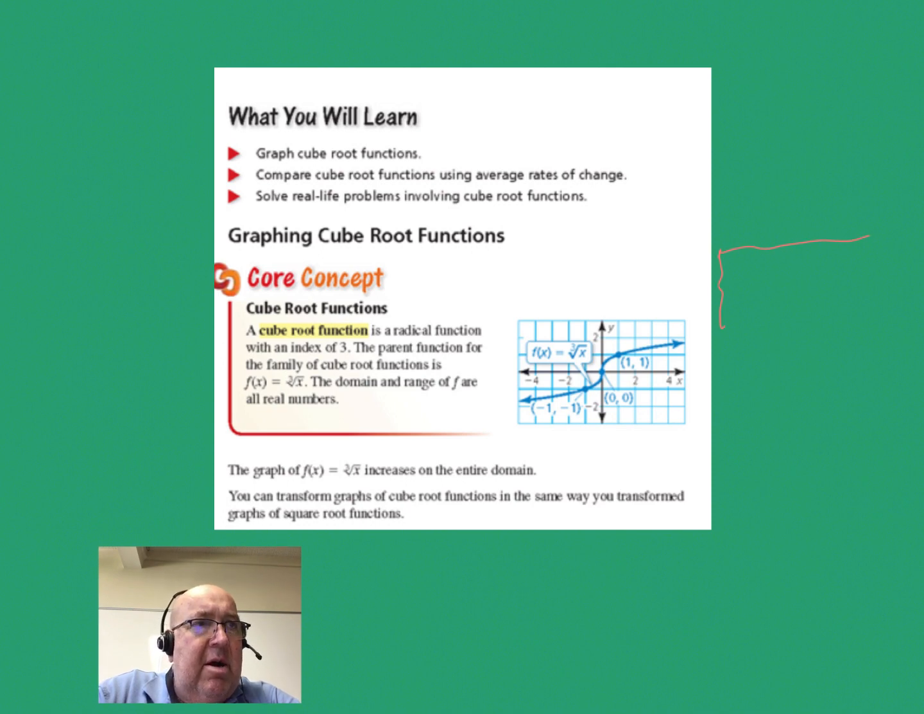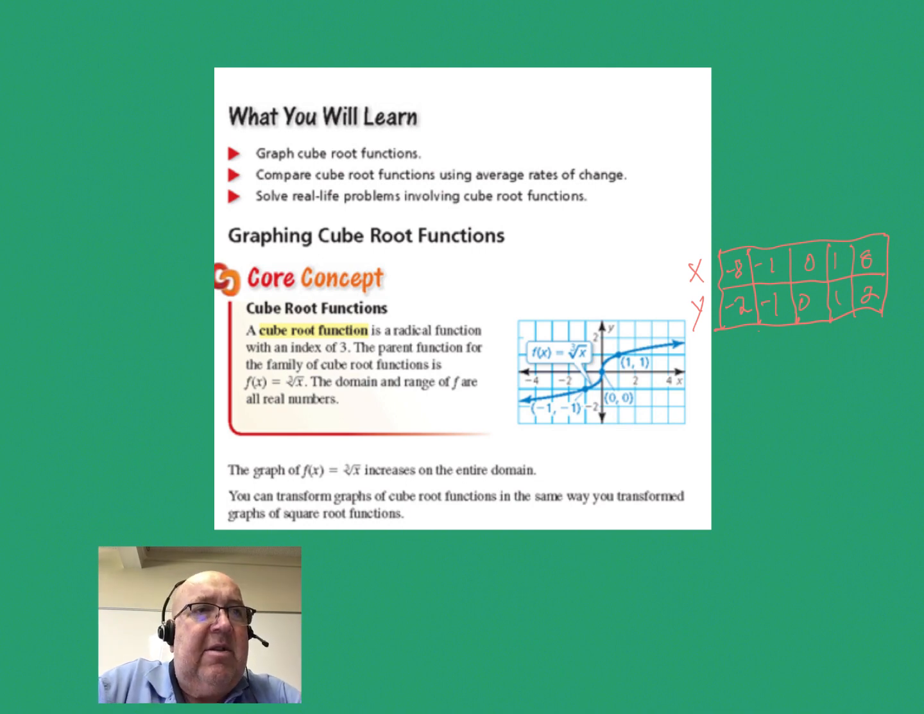So if we remember, there's a couple of cubes that I'm just going to do really quickly here. X values, Y values. If we go -8, our Y output is -2. If we go -1, our Y output is -1. 0 is 0, 1 is 1, and 8 is 2. So this is a little bit flatter than a square root function, but you can see how it will start negative over here and come up and over.